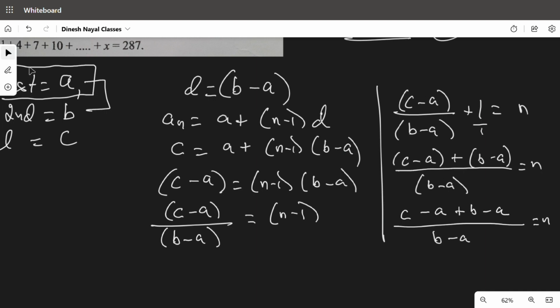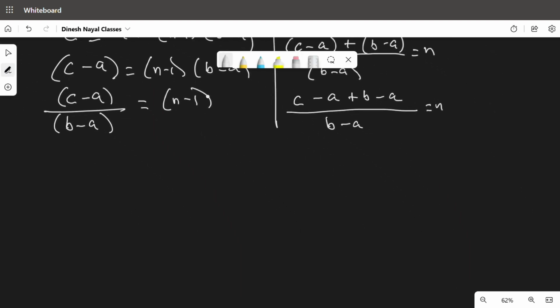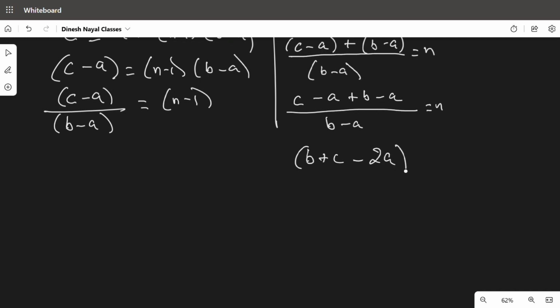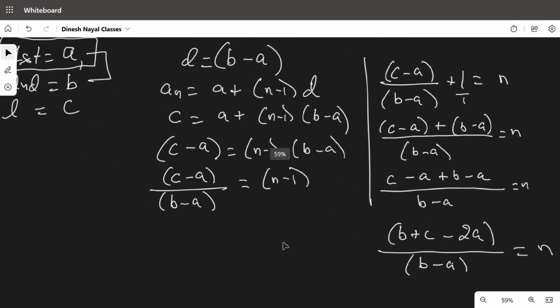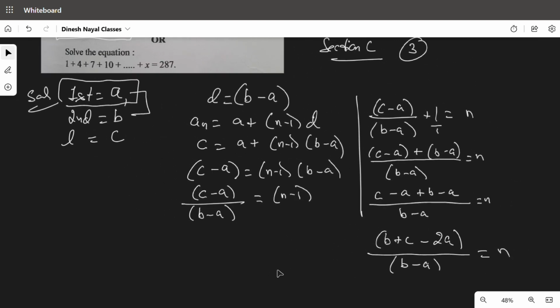You can write this as B plus C, because C plus B and B plus C is the same thing. So B plus C, and minus A minus A will become minus 2A, upon B minus A. So this is equals n. Now this is equals n. You can see the working.